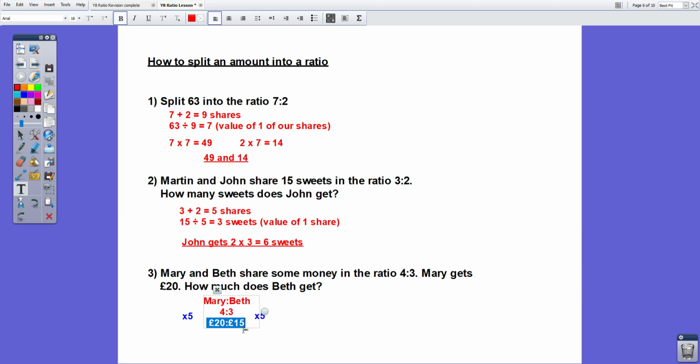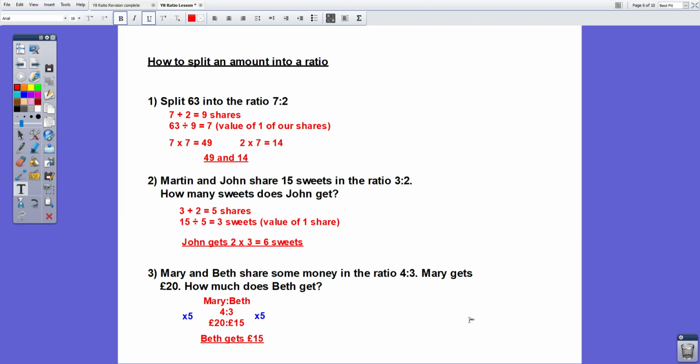Thinking back to simplifying ratios, if I divide 20 by 5, I get 4. If I divide 15 by 5, I get 3. It's just the reverse of what we were doing. So our final line that we need to write for the answer: Beth gets £15. Remember, we must answer the question. Beth gets £15. And there we go.